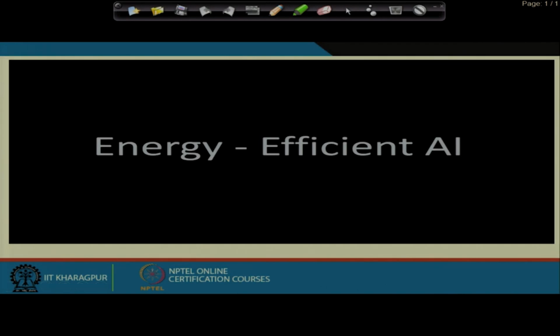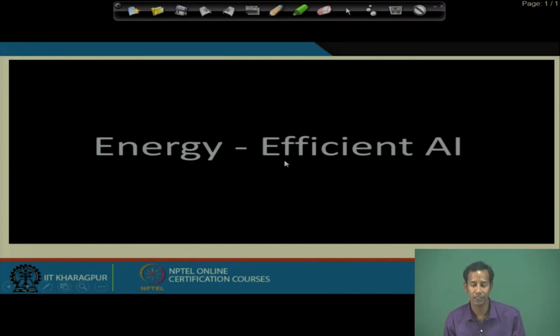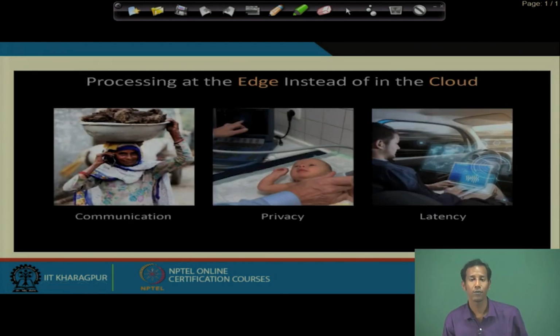Now we need energy efficient artificial intelligence. Why do we need it? Because we are talking about cloud computing. What is cloud computing? We have so much data, so you send it over the cloud to high-processing blocks available there, you send the data, process it there, and then get the data back. But in recent days, AI requires edge computing instead of cloud computing.